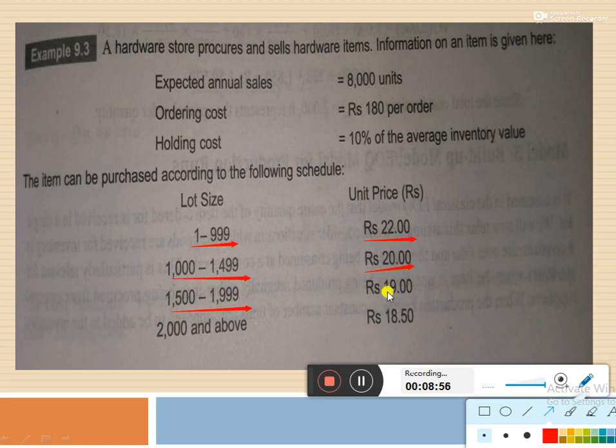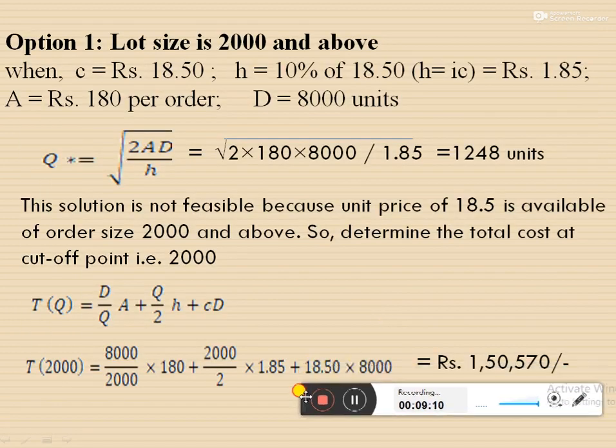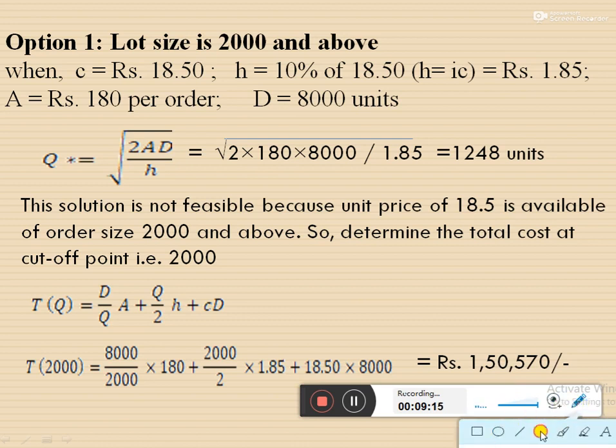So with this information, we need to find which option or which price break we should adopt. So let's consider all the available options one by one. So it is the first option in which the lot size is equal to 2000 or above. In that case, the per unit cost or per unit price would be equal to 18.50 rupees.